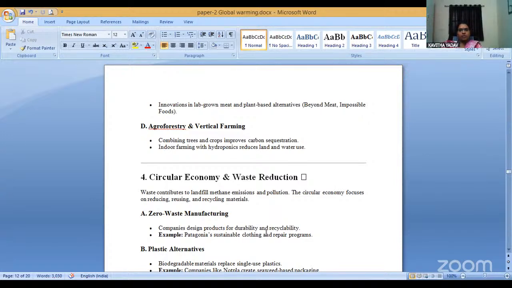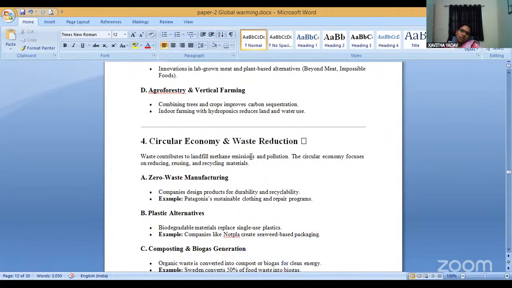Zero waste manufacturing, so companies design products for durability and recyclability. Example, Patagonia has sustainable clothing and repair programs. Plastic alternatives, biodegradable materials replace single-use plastic. Example companies like Notpla create plant-based packaging.